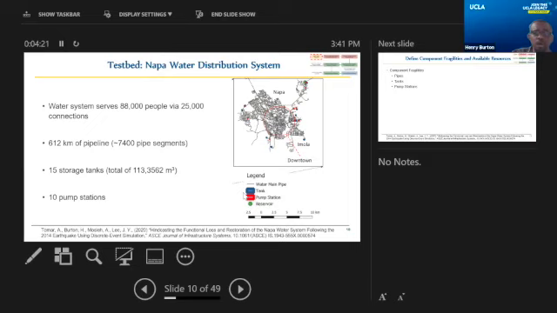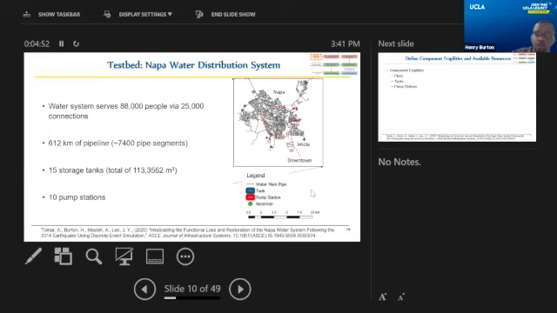A lot of the work that we've done has used the Napa water distribution system as a test bed. There was an earthquake in 2014 in South Napa, and it was a moderate earthquake. The losses attributed to the earthquake range anywhere from about $500 million to $1 billion. But there was also damage to the water distribution system.